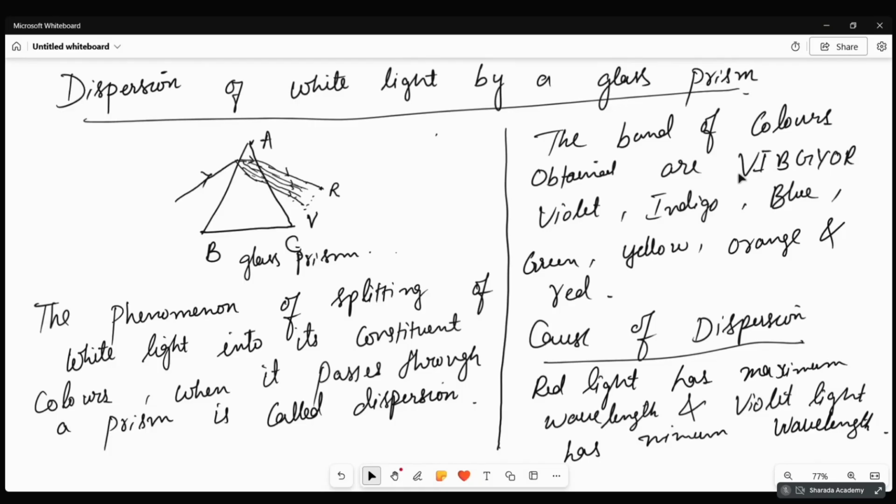From red to orange, the wavelength will reduce. Like that, it keeps on reducing. Violet will have the minimum wavelength. So red deviates least. Violet deviates most. Hence, it will split and we can easily see the colors.